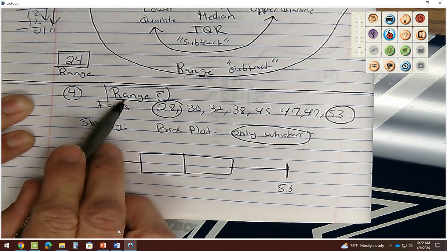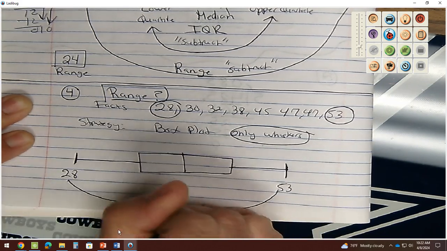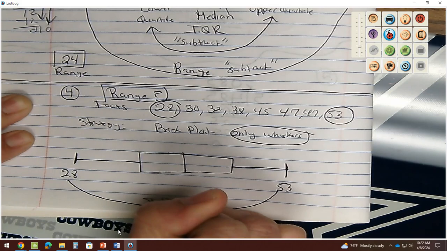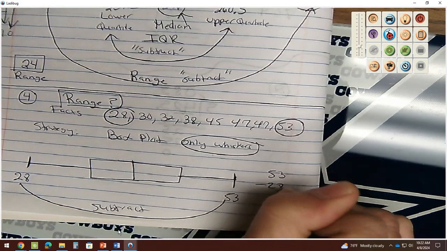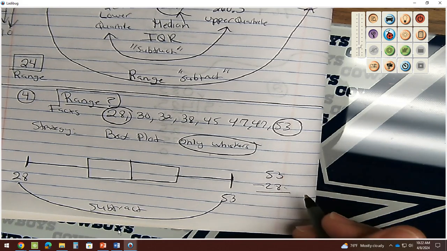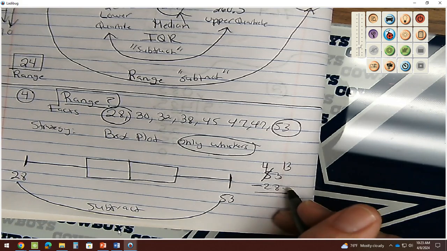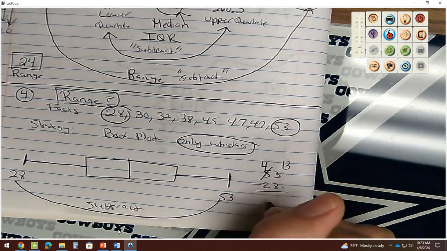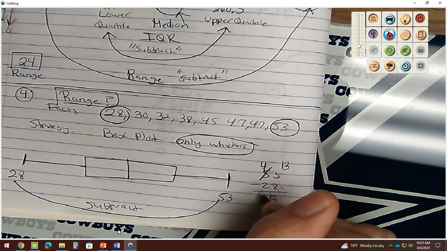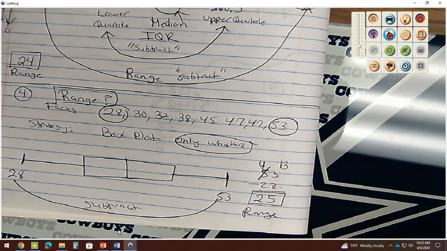Because they just want the word what? Range. So what am I going to do with these two? Subtract. So I go 53 minus 28. Can I subtract 8 from 3? No. So this becomes a 4. This becomes a 13. 13 minus 8. 9, 10, 11, 12, 13. ¿Cuánto es? 5. 4 menos 2. 2. What's the range? That's the range, 25.